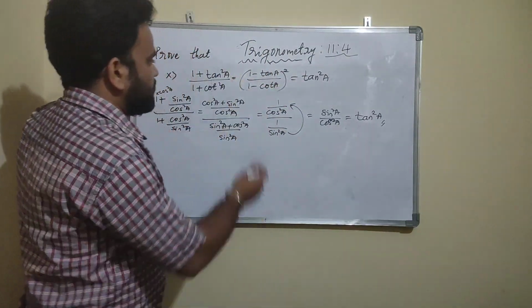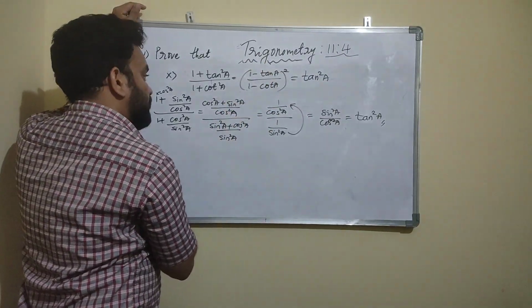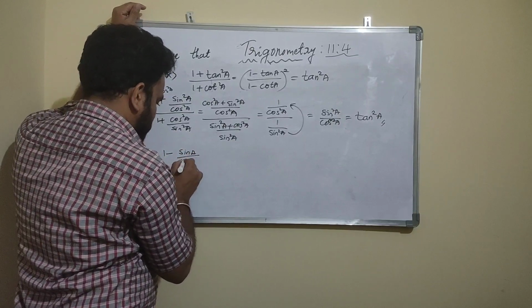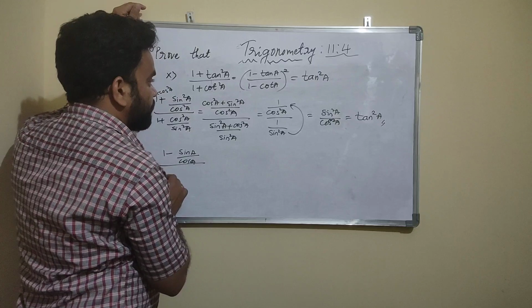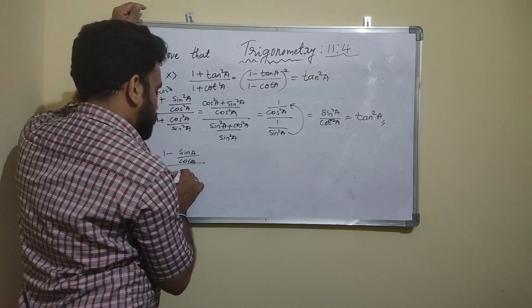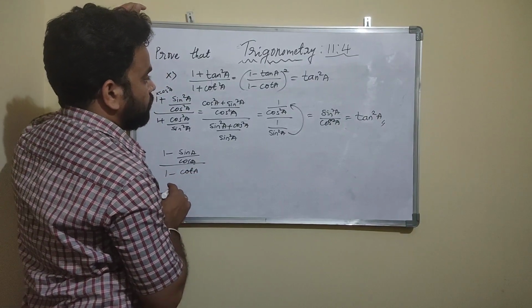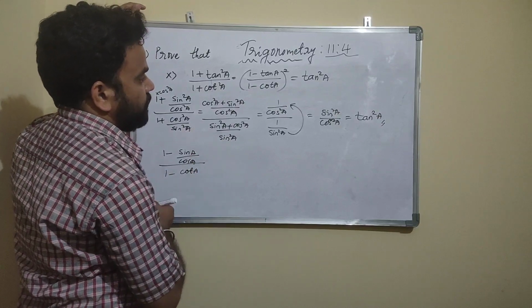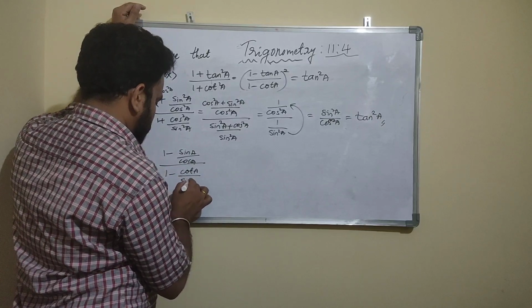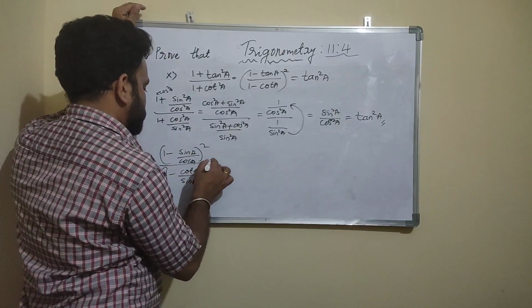I'll consider the second one: 1 minus tan a by 1 minus cot a. Tan means we can take sin by cos, so that is 1 minus sin a by cos a, divided by 1 minus cot a, or we can use the a minus b whole square formula instead of doing this. Cot a is cos a by sin a. Here also whole square, here also whole square.